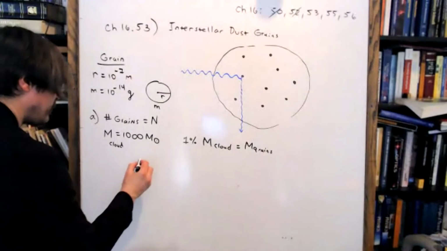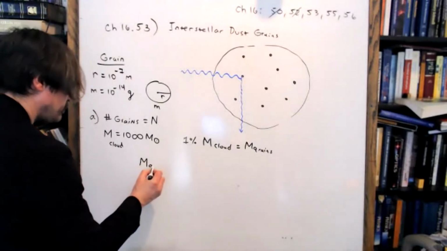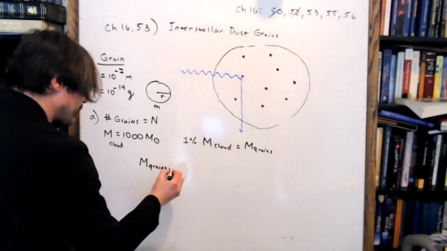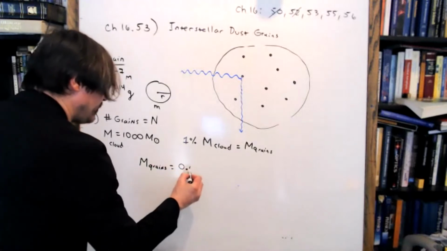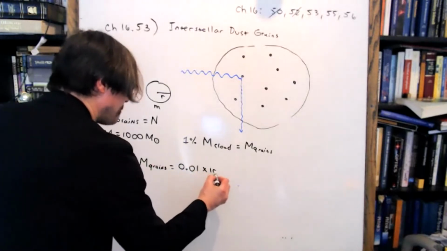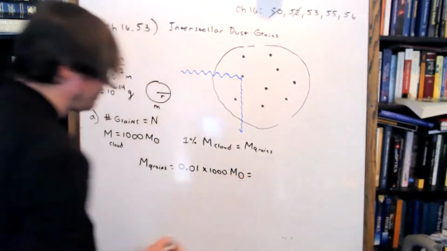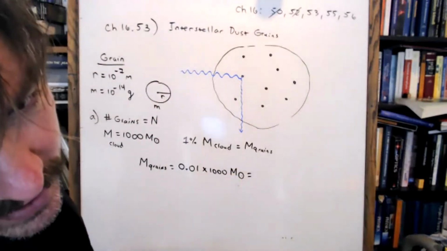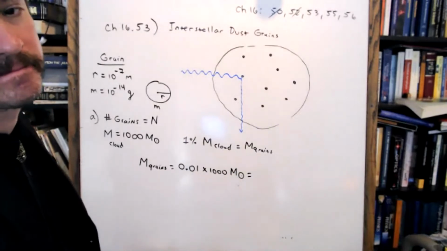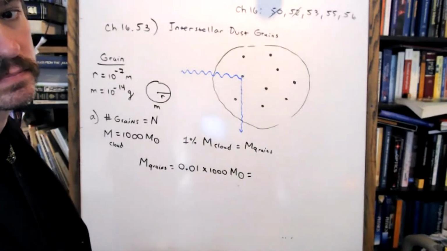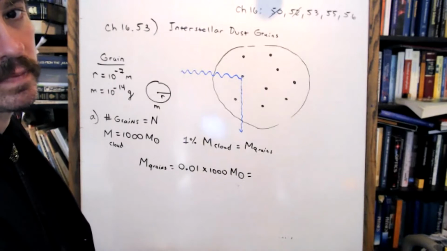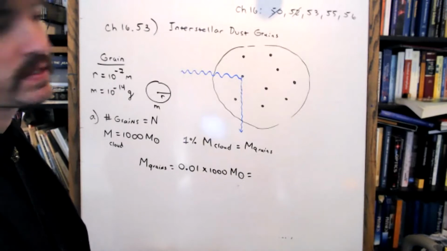So let's say that the mass of the grains is 1%, which is 0.01 times 1,000 solar masses. You can do that in your head probably, right? What do you get? 10 solar masses.